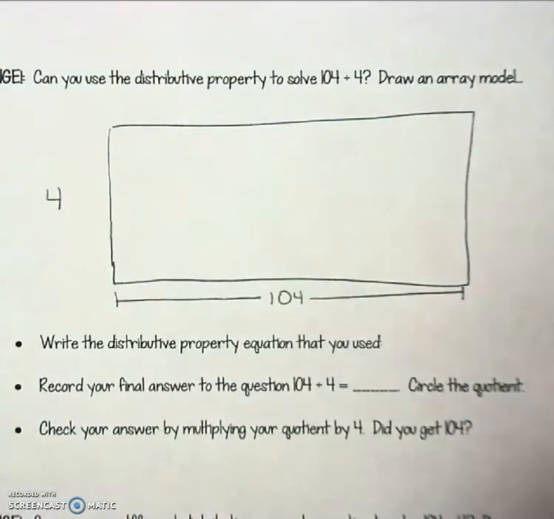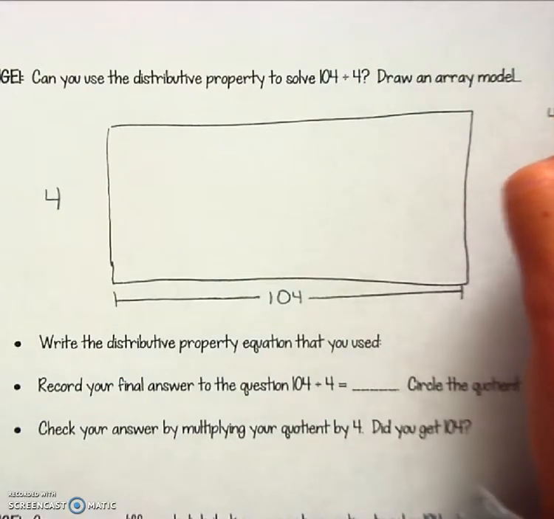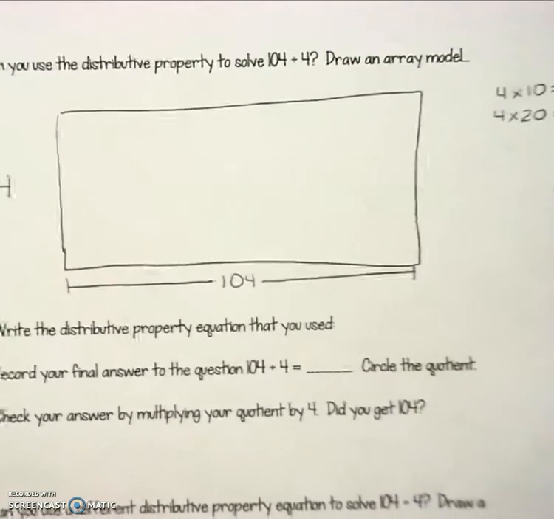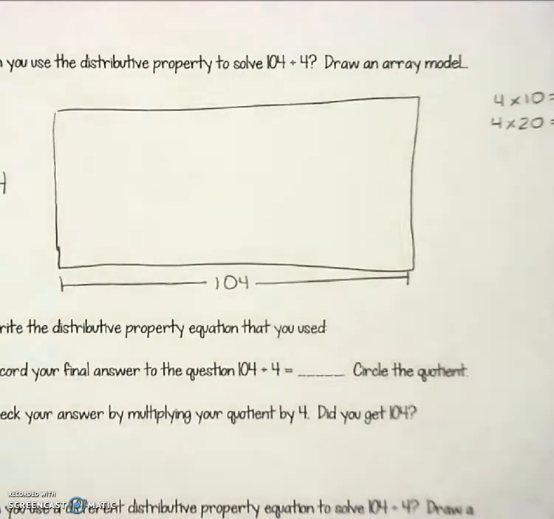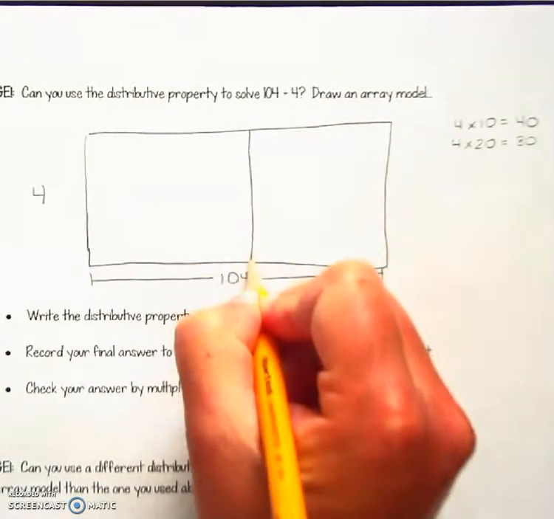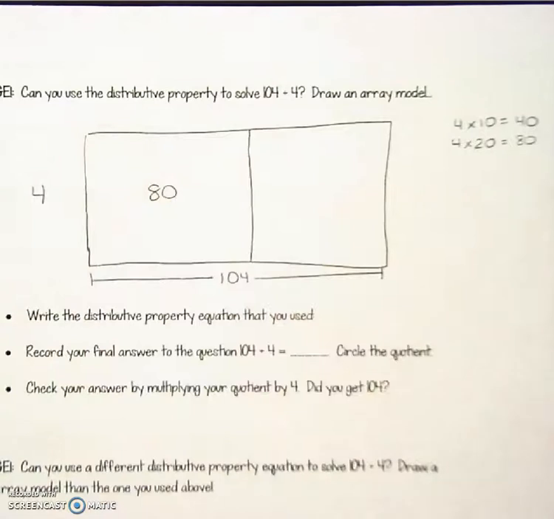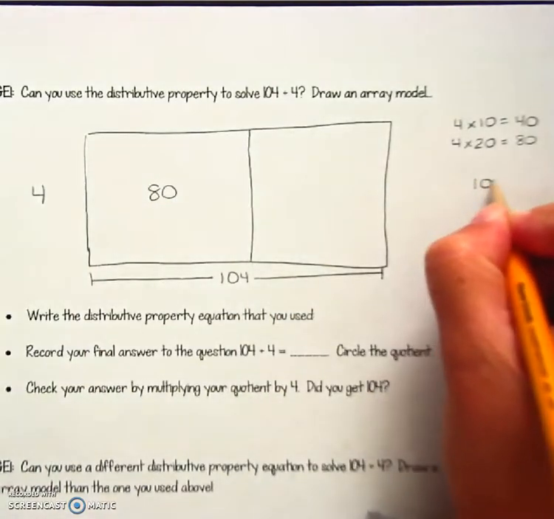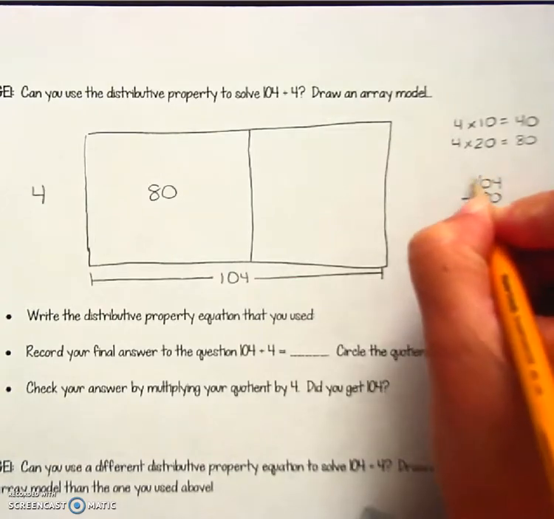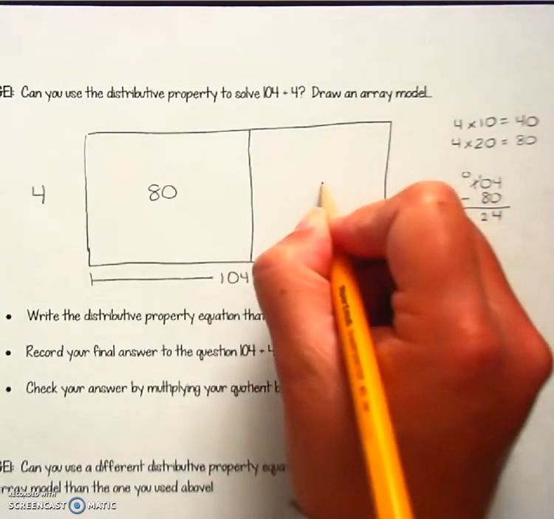It seems like I should be able to take away more than just 40. So instead of doing 4 times 10, let me see if 4 times 20 would work. 4 times 20 is going to be 80. 80 is still less than 104. So if I make my first section worth 80, then I can do 104 minus 80 to leave me with 24 pieces.